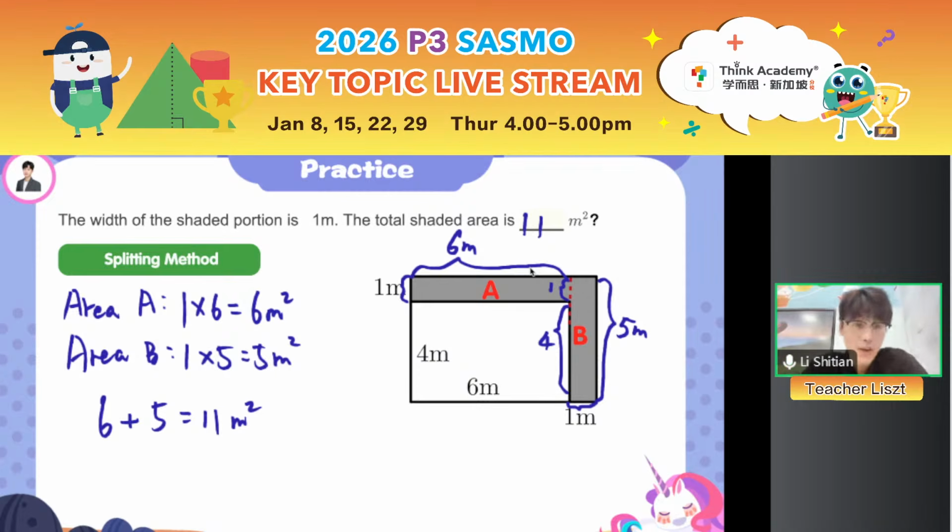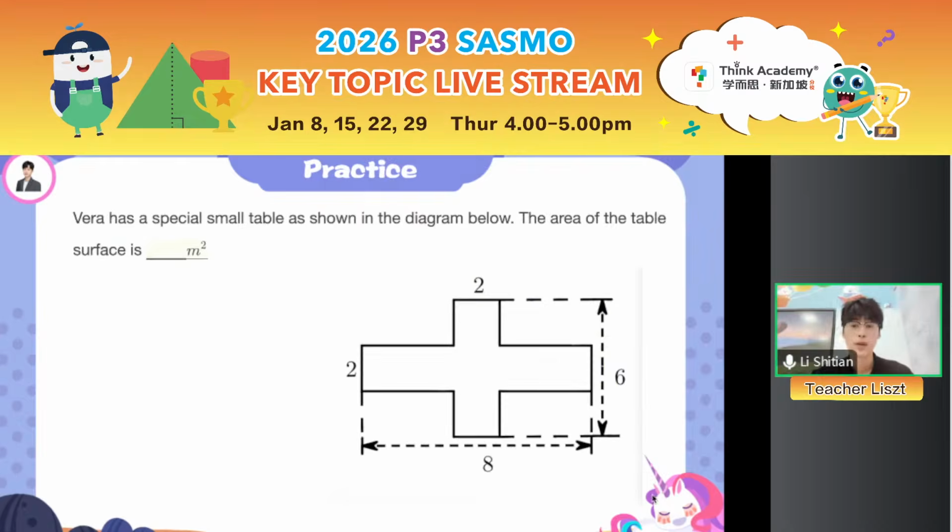Easy or not, guys? Easy, right? We only need to cut them. We only need to use the scissors in our hand to cut them into two regular shapes. Then plus them together. Then we find out the answer, right? So what about this one? Which method should we use?